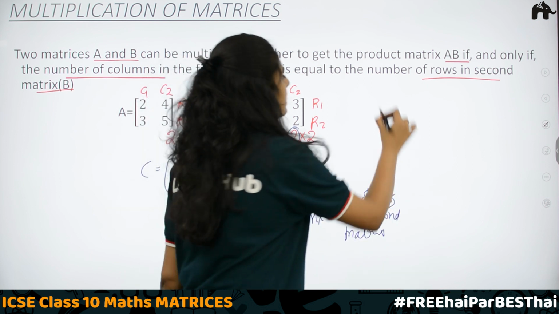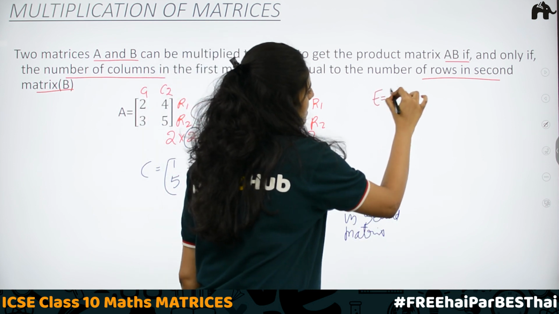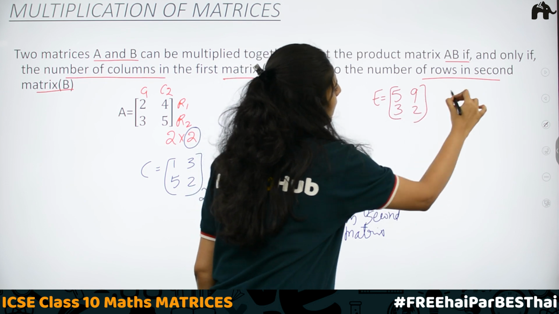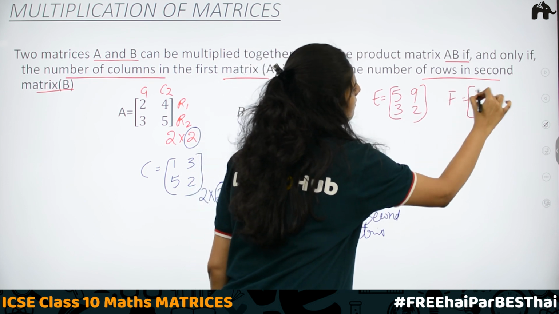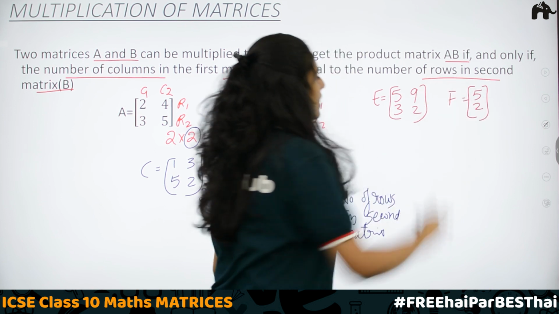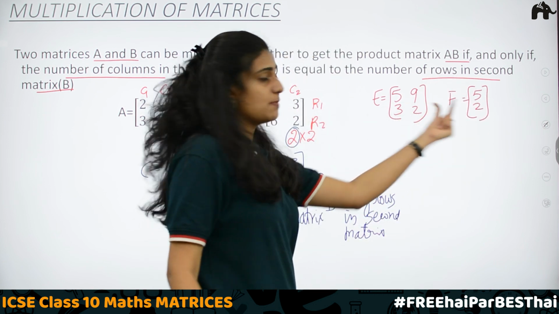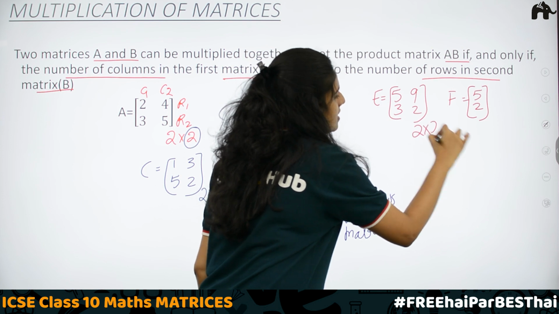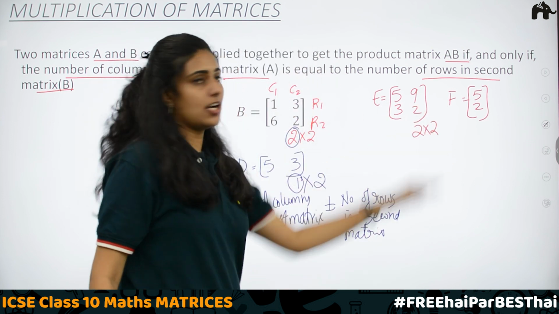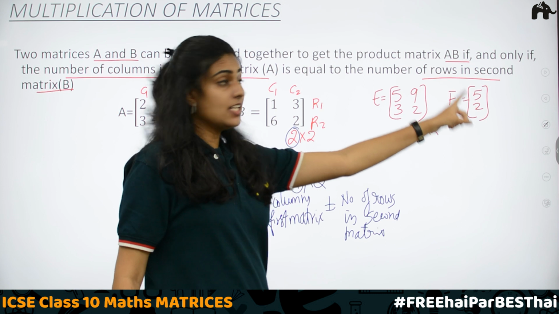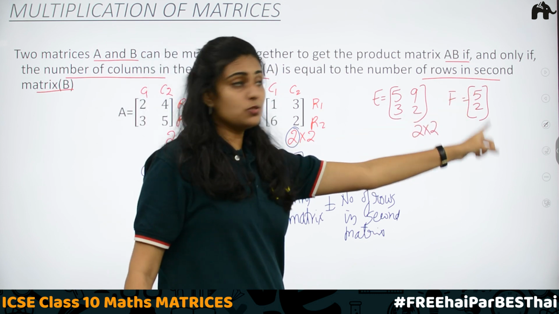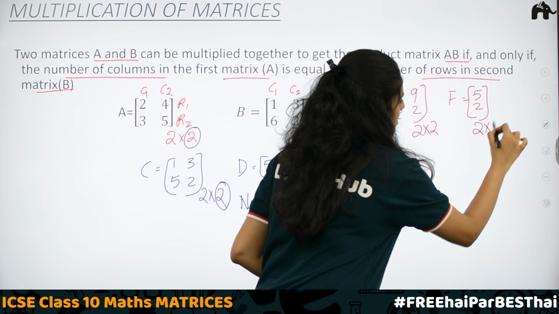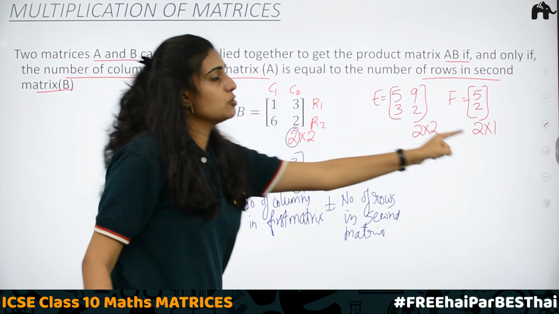another example, we are taking a matrix E is equal to 5, 9, 3, 2. Matrix F is equal to 5, 2. Can we perform this matrix multiplication? Check. Here we have a 2 by 2 matrix. This is a 2 by 2 matrix. 2 rows, 2 columns. What about this? Here the number of rows is 2 and the number of columns is 1. This is a 2 by 1 matrix.